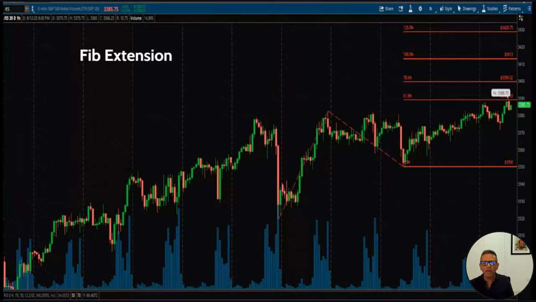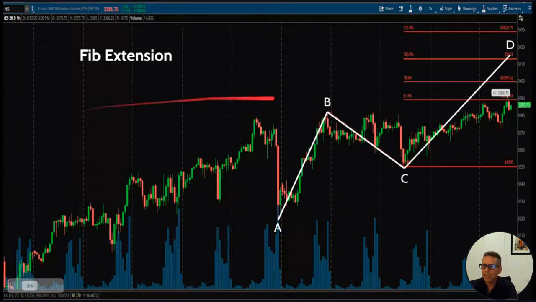All right, so let's talk about an extension now. So this is a fib extension. Do you see the pattern? A, B, C, D. Now this is a very similar pattern that we just had, only now it's bullish, right? So remember, I like getting in at the bottom of these.